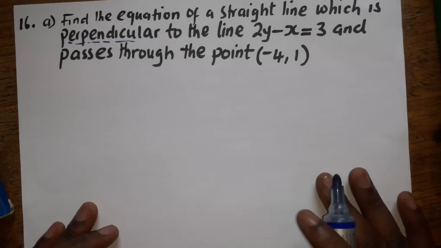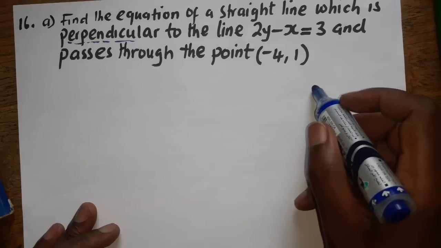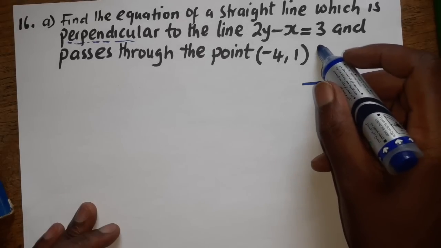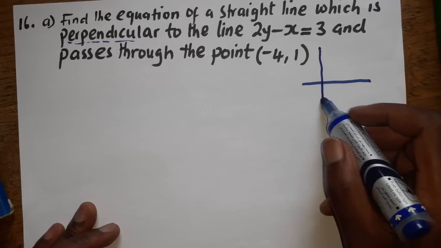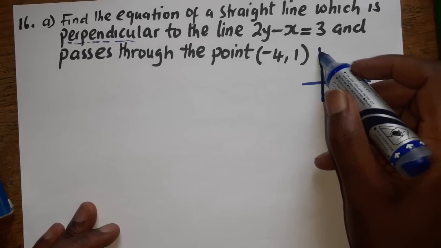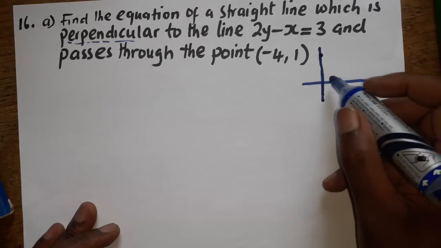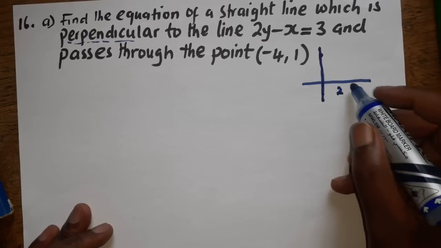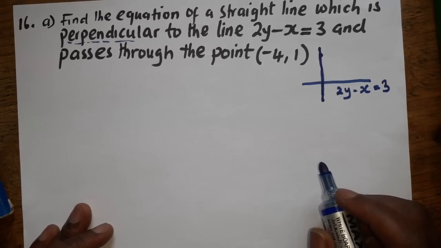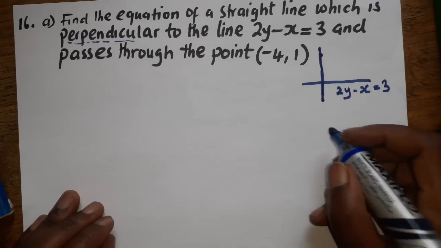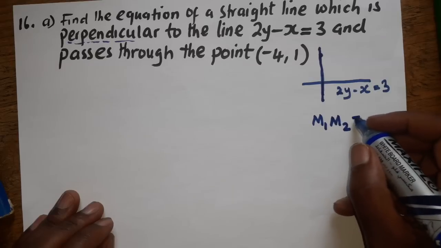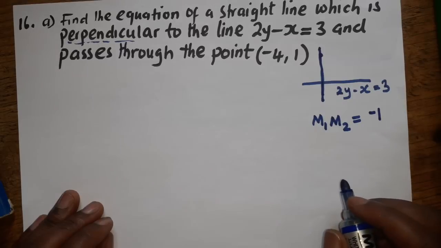Okay, so we have a line, for instance. There's a line here. Now we want the equation of this line. This line passes through this point, and it is perpendicular to the line 2y minus x equals 3. All right, so you need to know that when two lines are perpendicular to each other, gradient 1 multiplied by gradient 2, the product is negative 1.